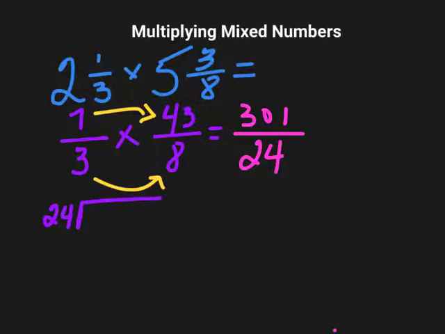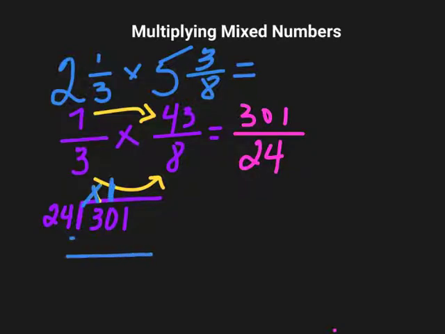into 301. So for those that do not have a calculator for you to be able to use in class, you need to do the long division way. 24 cannot go into 3. And I'm going to use a different color. 24 cannot go into 3. 24 can go into 30 one time.